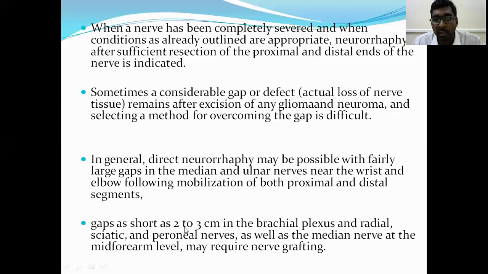But gaps as short as 2 to 3 centimeters in the brachial plexus, radial nerve, sciatic nerve, peroneal nerve, as well as the median nerve in the mid-forearm, may require nerve grafting. Okay. So, neurolysis, partial neurorrhaphy, or complete neurorrhaphy, and nerve grafting.